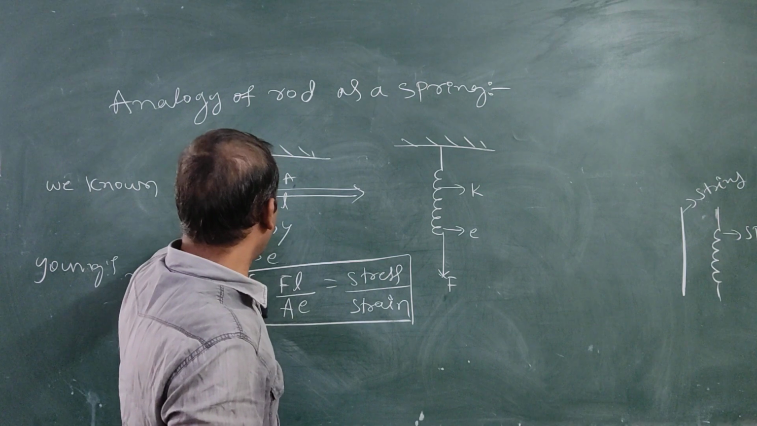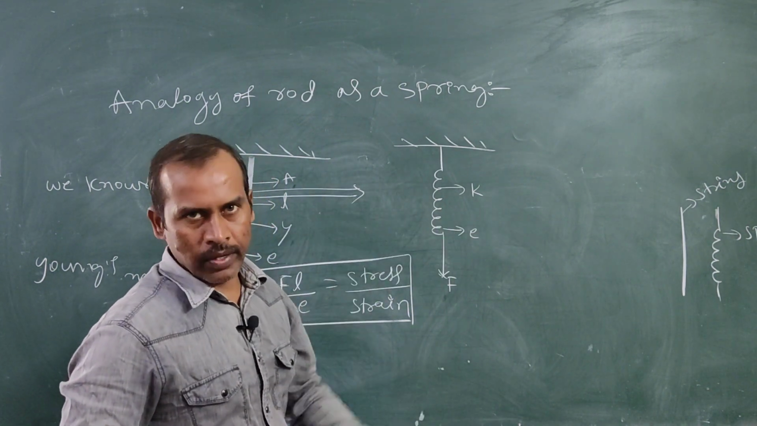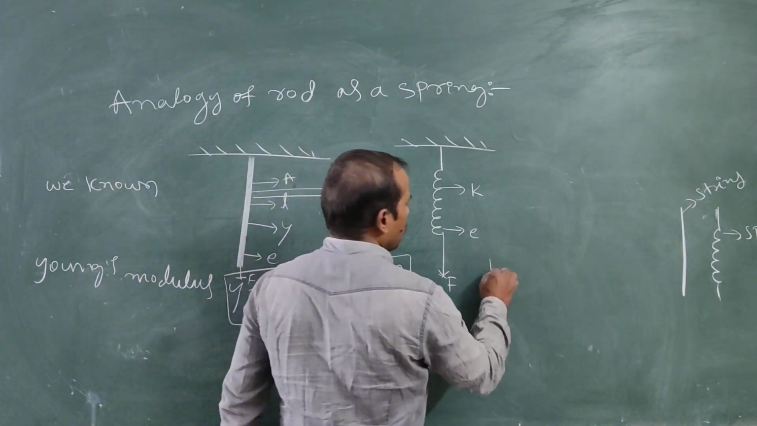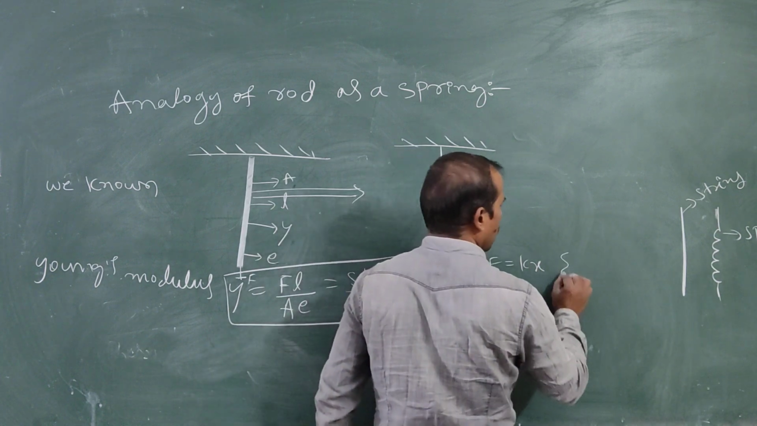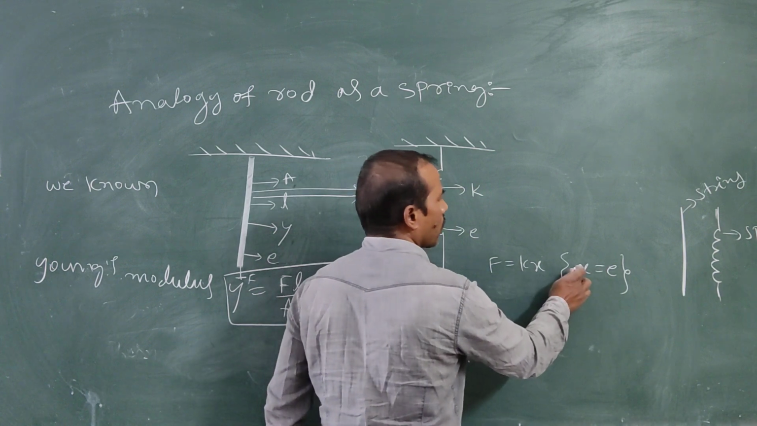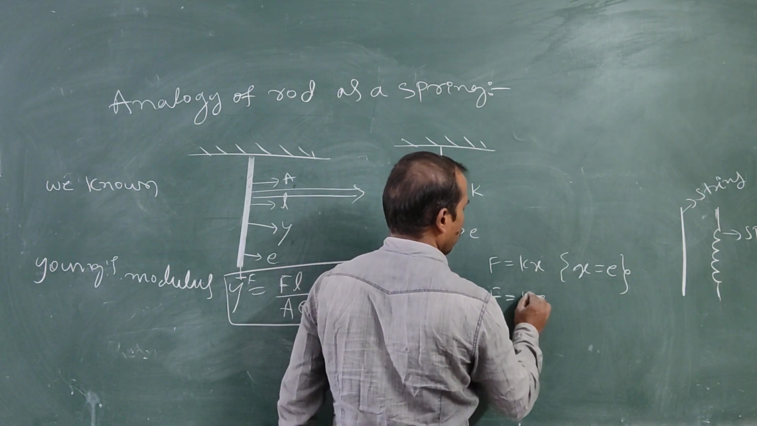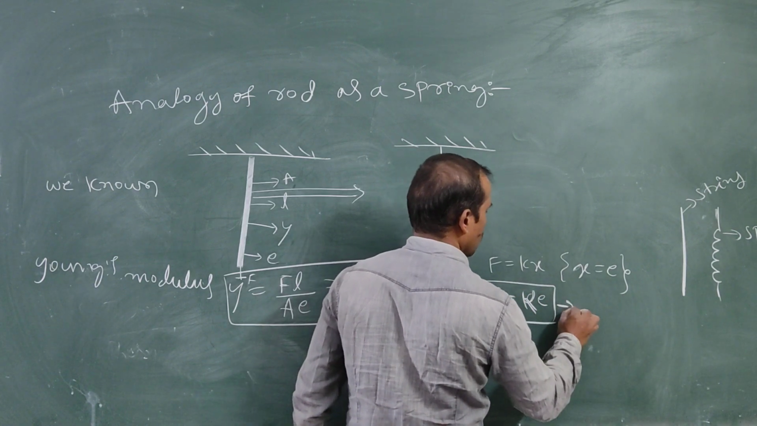Now this rod behaves as a spring. So according to the spring formula, force is equal to K into X. Here X is equal to the elongation in the wire. So here F is equal to KE. This is equation 2.